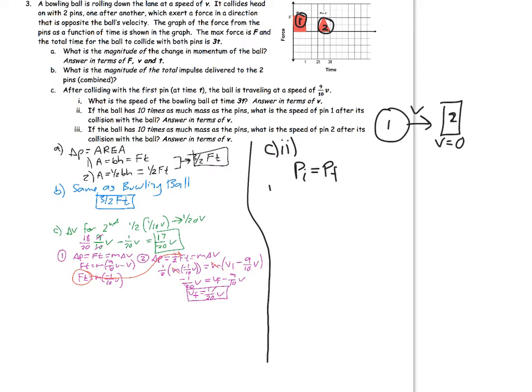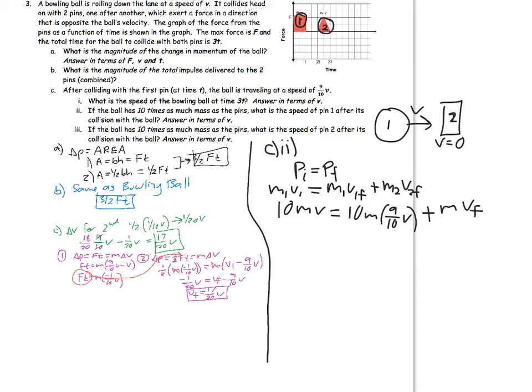So I'm going to say initially we have m1 v1, just the bowling ball has momentum initially, and after the collision, both the bowling ball, m1 v1f, and the pin, m2 v2f, have momentum. Now we know a few things about the mass. We know that the bowling ball has 10 times as much mass, so I'm going to call it 10m, and its velocity initially is v, and that's going to be equal to 10m times 9/10 v, plus the mass of the bowling ball, which is just m, times vf.